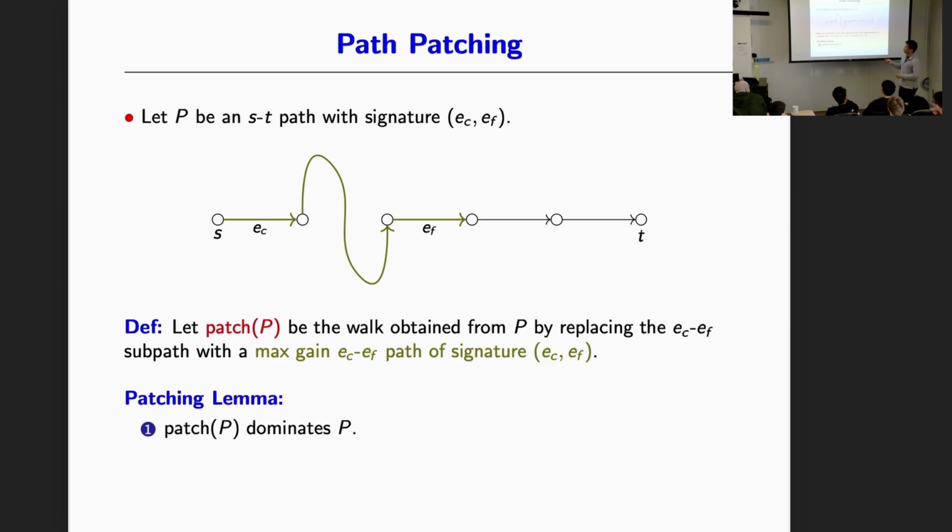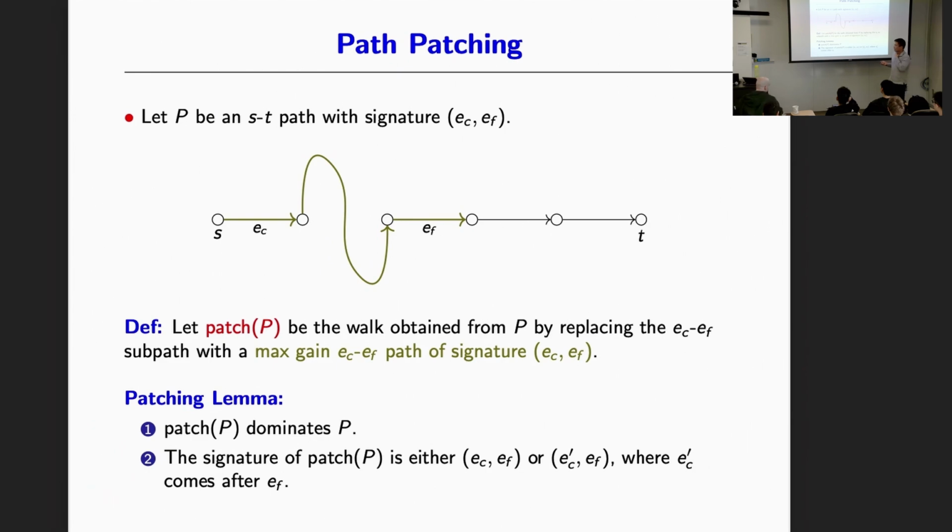So what are some properties that you can gain from doing this patching operation? The first is that patch P, the path that you get after patching, dominates the original path that you started with, on those three measures that I talked about. Sorry, what was gain? Yes, the product of the gain factors along the subpath.